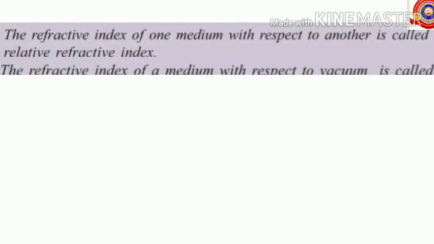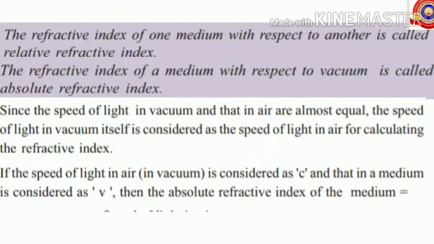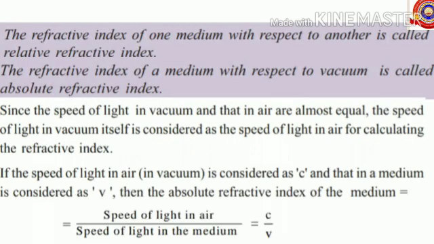So for finding refractive index, here we have two mediums, medium 1 and medium 2. The refractive index of one medium with respect to another is called relative refractive index, and the refractive index of a medium with respect to vacuum is called absolute refractive index. So in absolute refractive index, one medium is vacuum. Since the speed of light in vacuum and that in air are almost equal, the speed of light in vacuum itself is considered as the speed of light in air for calculating the refractive index.